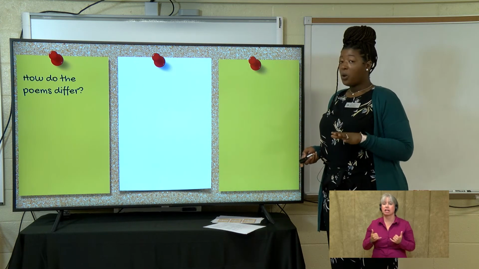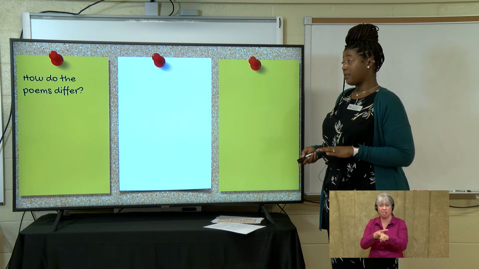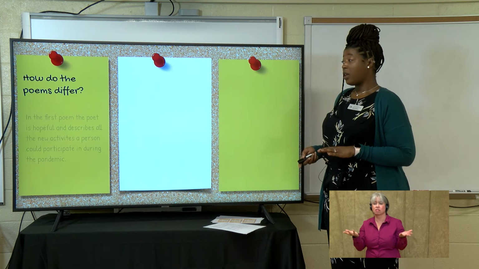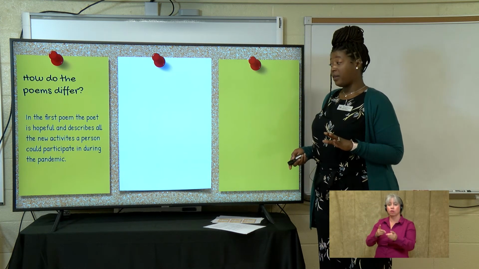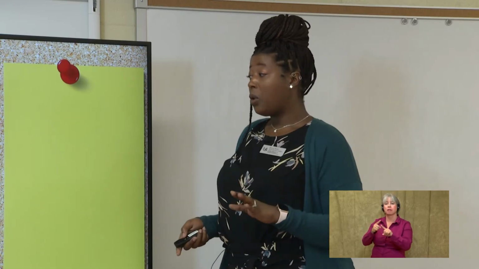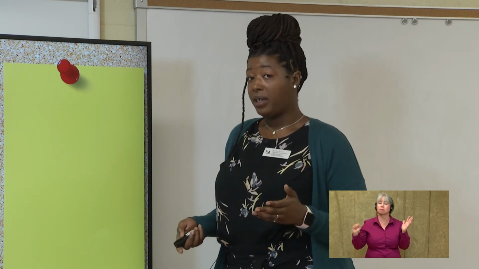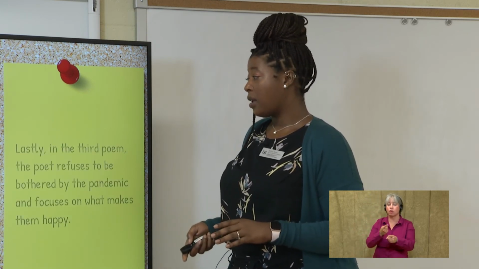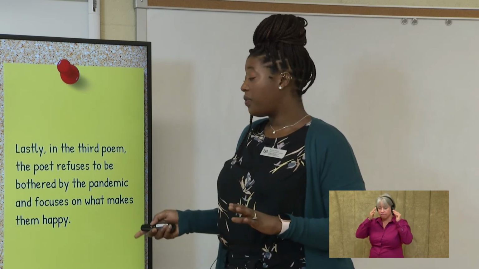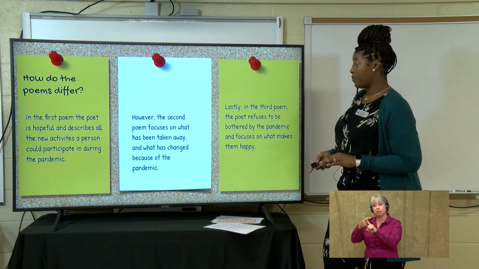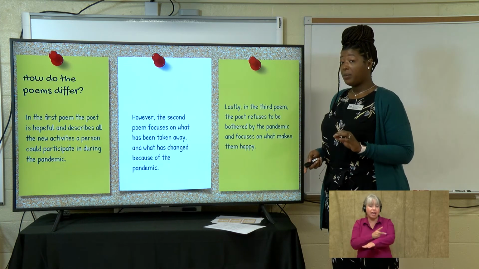Now, how do the three poems that we just read about, how do they differ? The first poem is very hopeful and optimistic for what's to come after the pandemic. However, the second poem is more focused on things that have been taken away and everything that has changed because of the pandemic. And lastly, the third poem refuses to be bothered by the pandemic and focuses on the new things or different things that make them happy at home. So why might these poems or these poets interpret the pandemic so differently?